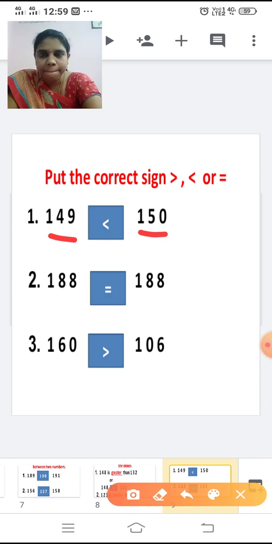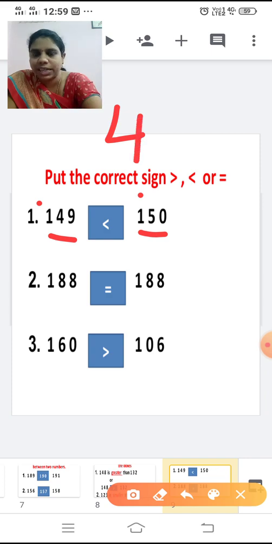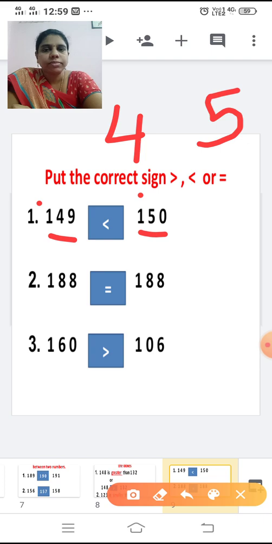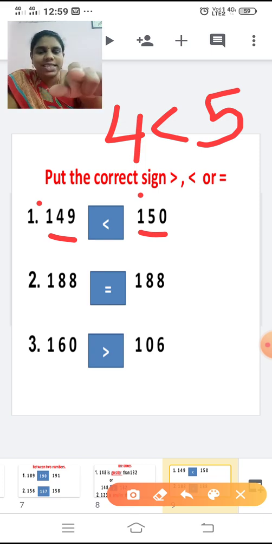149, 150. How to compare numbers? First see the hundreds place. So in both the numbers we have 1 in the hundreds place. So now move on to the tens place. In the first number we have 4 in the tens place. Second number we have 5 in the tens place. So 4 is less than 5, right? 4 is smaller, right? Since 4 is less than 5, 149 is less than 150.